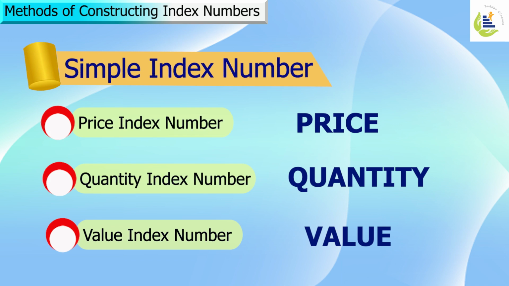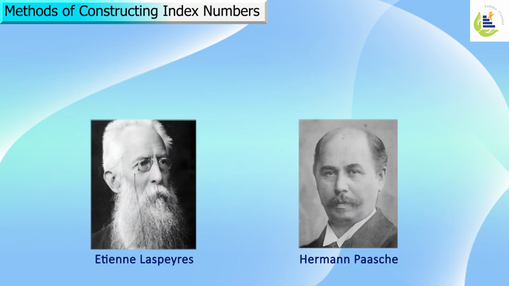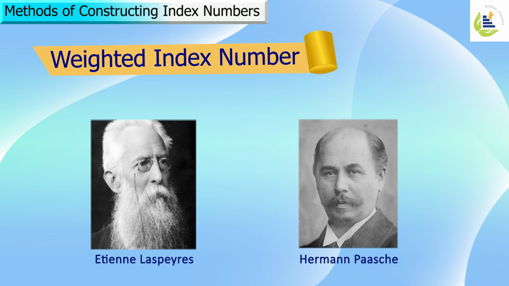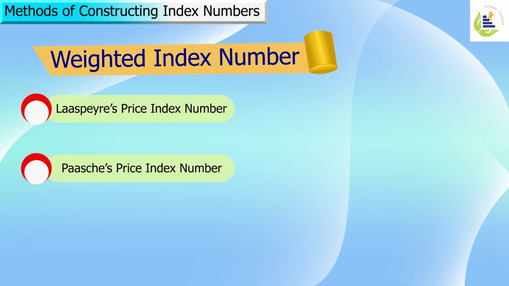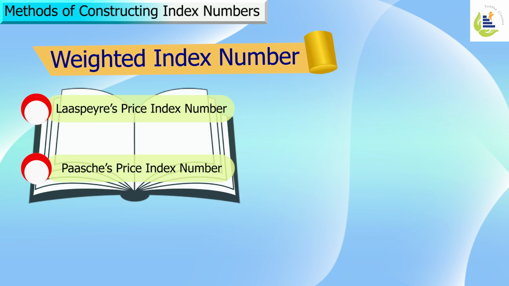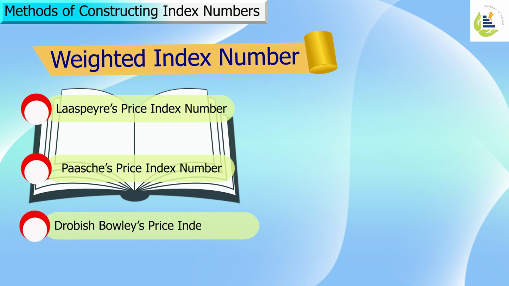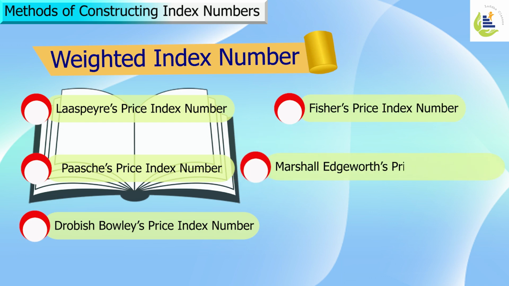There are several mathematicians who contributed to the methods of calculating weighted price index number, starting with Laspeyres price index number and Paasche's price index number. Those are the two index numbers highlighted in your syllabus. But there are other mathematicians also who contributed a lot, like Drobish-Bowley's price index number, Fisher's price index number, Marshall-Edgeworth's price index number, and Walsh price index number.